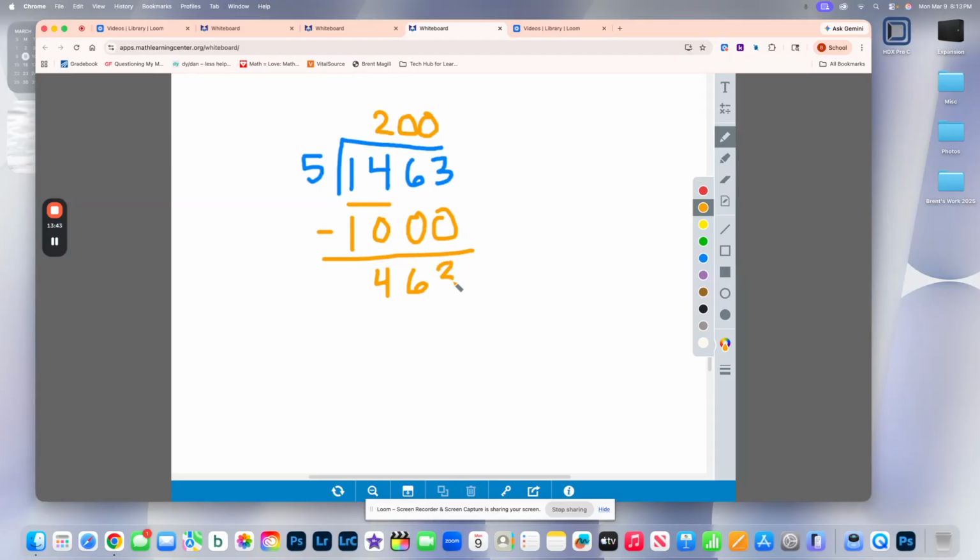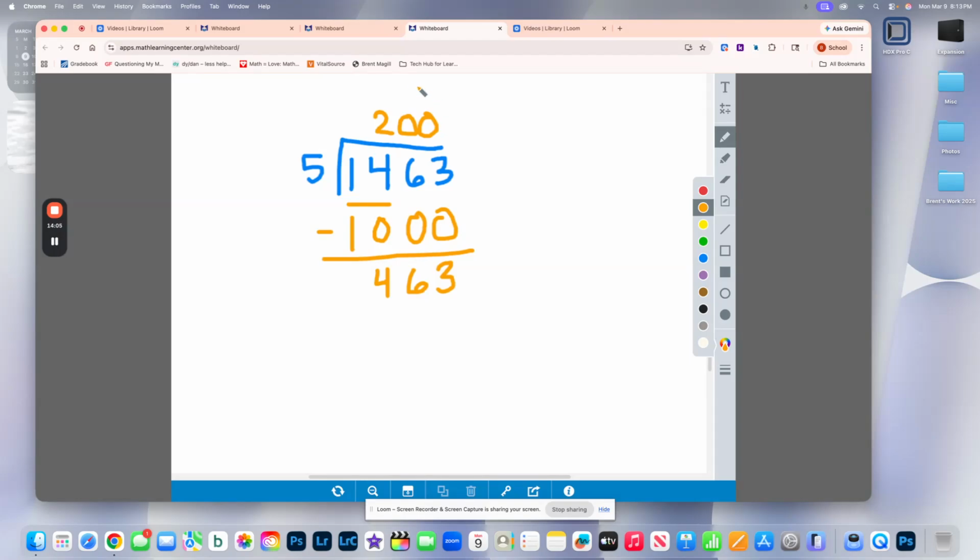463. That was easy to subtract, right? All right, so now 5 doesn't divide 4, but it divides 46. And 5 divides 46 how many times? What times 5 is close to 463? I look at the first couple of digits and think, well, that's 460. So what is close to that?